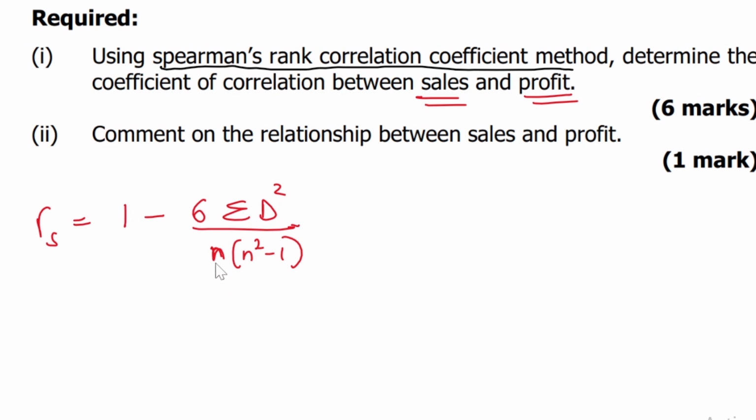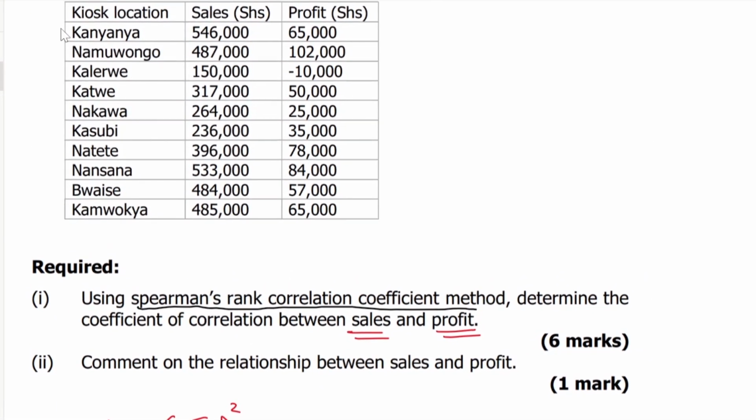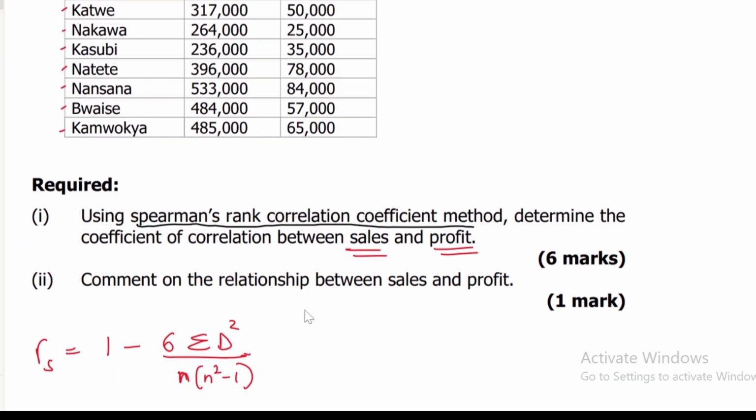So the value of n is the number of observations. So let's get to it. The number of observations, how many are they here? We have 1, 2, 3, 4, 5, 6, 7, 8, 9, 10. So the number of observations here is 10. So it means our value of n here is 10.